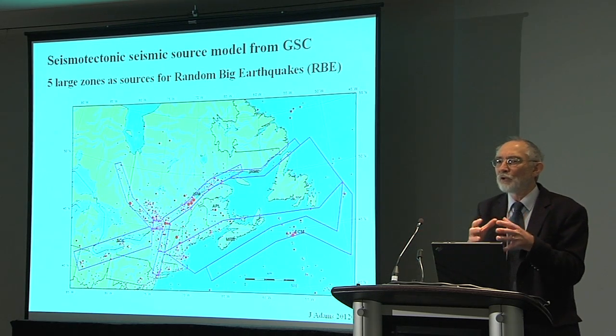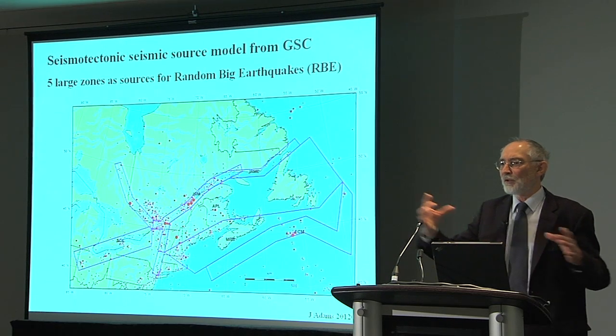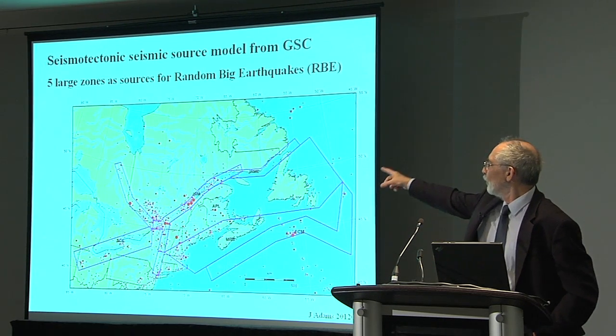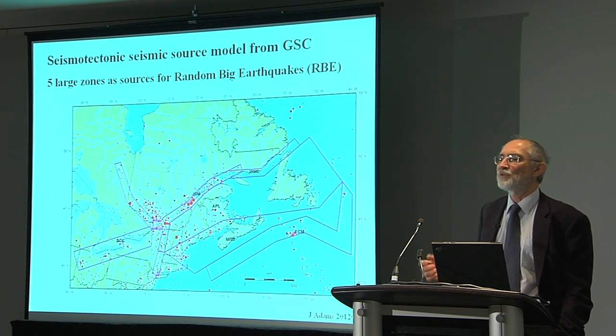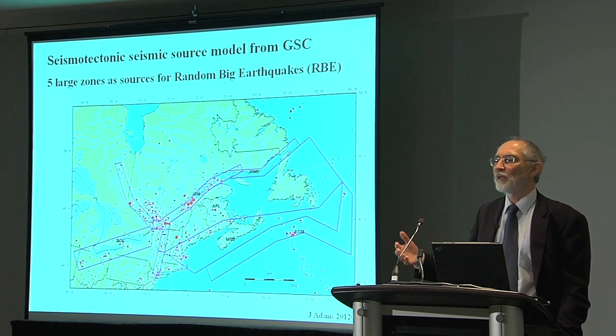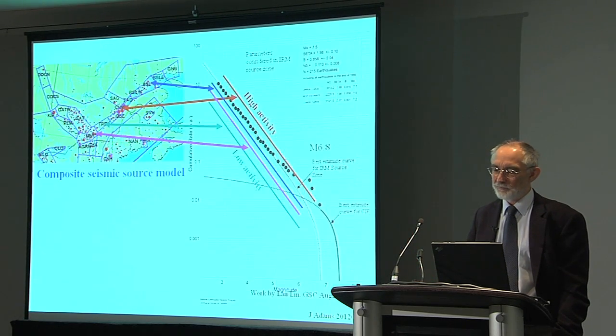Instead of having those little earthquake clusters, we've grouped the regions along those seismotectonic structures into single sources. So we have a source that goes all the way down the St. Lawrence, and we basically populate that with rare big earthquakes, which we think will happen maybe once every 300,000 or 3,000 years.